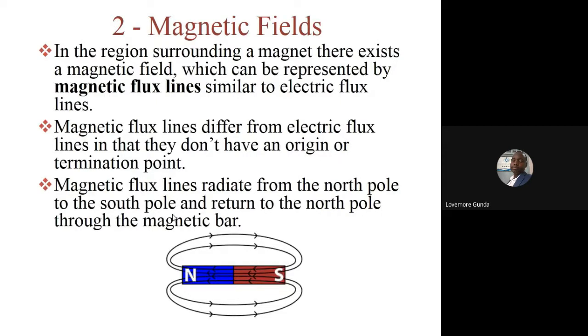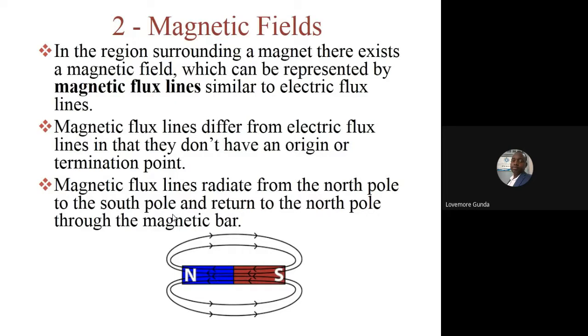and these are represented by magnetic flux lines, right? However, magnetic flux lines are different from electric flux lines in that they don't have an origin or a termination point. So you realize that for electric flux lines, we say they move positive to negative, right? And usually electric flux lines, we don't expect them to go so much into space.